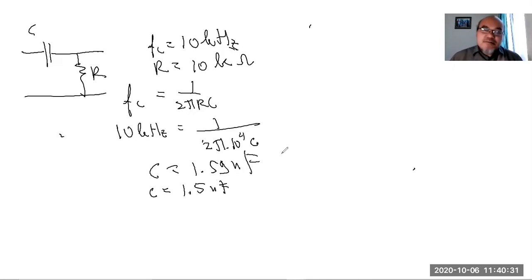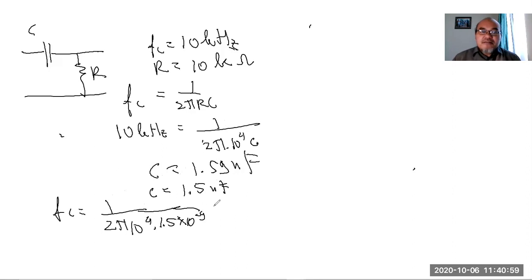So then let's put it again into the formula. Calculate this, anyone can have a calculator. So Fc equals 1 over 2 pi times 10 to the power of 4 times 1.5 times 10 to the power of minus 9. What will be the value of Fc? Let's see.